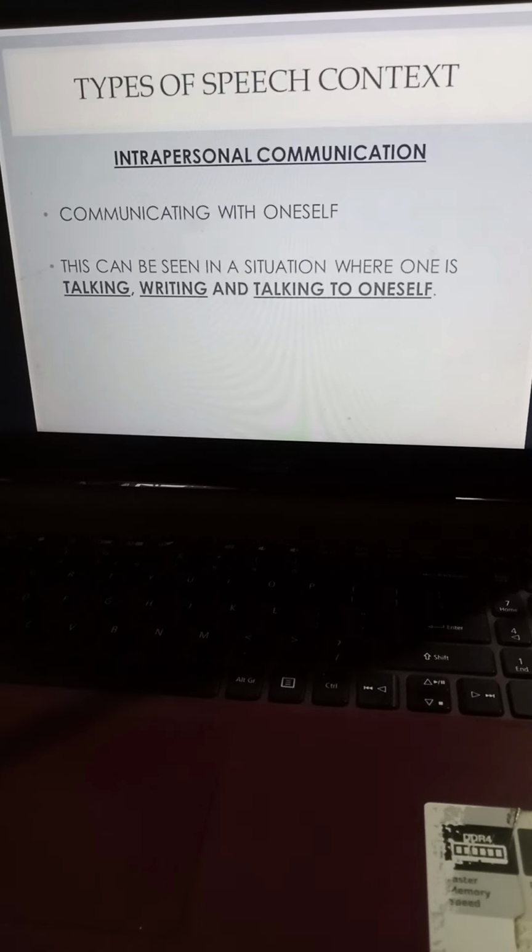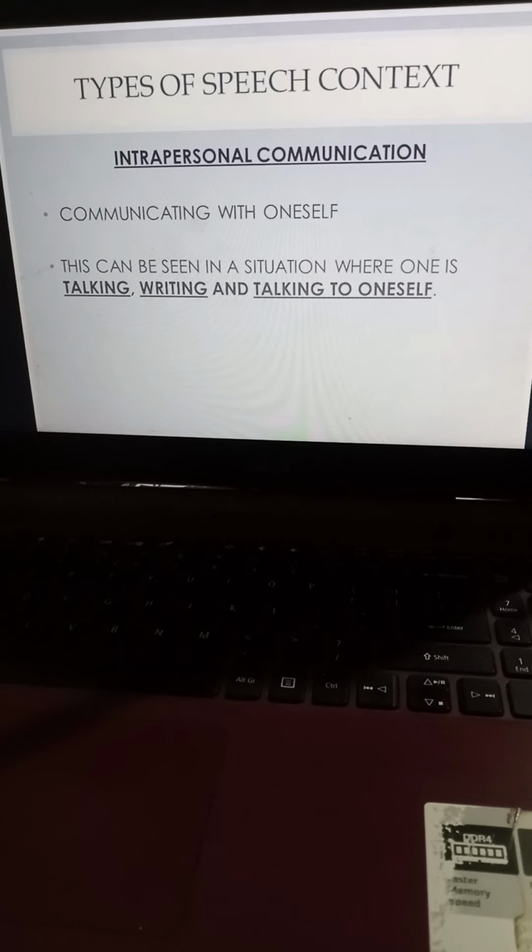Now, here we have the types of speech context. First is the intrapersonal communication. Intrapersonal communication means communicating with oneself, yourself only. This can be seen in a situation where one is talking, writing, and thinking to oneself. Talking to oneself means memorizing a monologue or uttering about something or singing a song while looking in the mirror. It also includes writing a diary, poetry, or anything that you would like to keep to yourself.